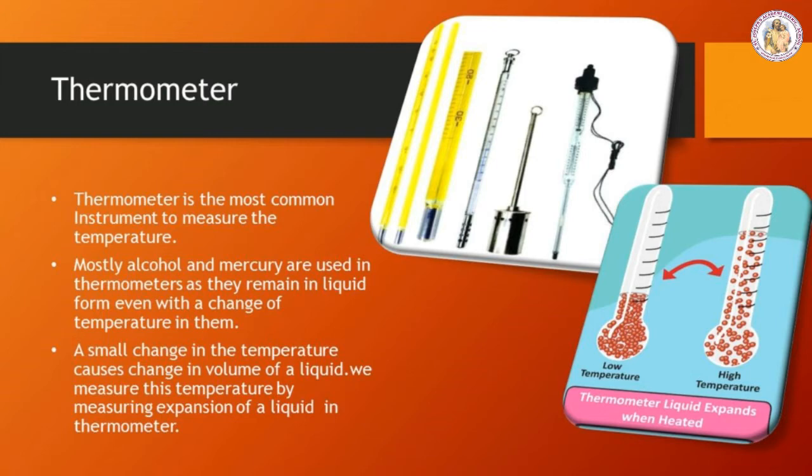Thermometer. Thermometer is the most common instrument to measure temperature. There are various kinds of thermometers. Some of them are like glass tubes which look thin and are filled with some kind of liquid, mostly mercury or alcohol. Why are mercury or alcohol used in a thermometer? Mostly, alcohol and mercury are used in thermometers as they remain in liquid form even with a change of temperature in them. A small change in the temperature causes change in volume of a liquid. So we measure this temperature by measuring expansion of a liquid in the thermometer.